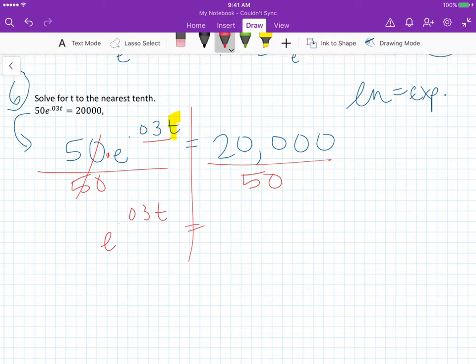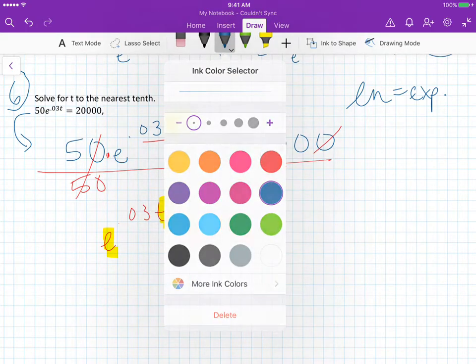And 20,000 over 50, you don't need a calculator. You can cross out a 0 here and a 0 here. This is now 2,000 divided by 50. Well, I know that 20 divided by 5 is 4, and I add 2 zeros. So this is 400. And now I'm going to be able to solve using my natural log on both sides because, again, I still now have t in the exponent, which means I need to solve for an exponent, which means I need to use logs. Now I know I could use log or natural log, but because this is e, I want to make sure I use natural log. So I'm going to put the natural log on both sides.